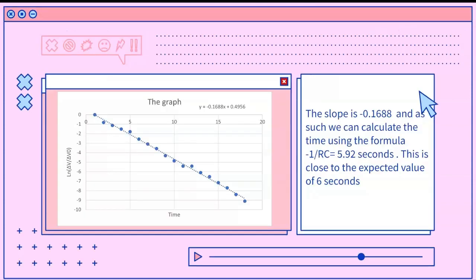So after that, we have essentially our graph here, and our graph is using this formula that we have in the lab procedures, which is ln of the potential difference divided by the initial voltage, which is 9. So we have those plotted, and it's this little linear graph right here. And then we use the slope of that graph to go ahead and calculate RC, which is 5.92, very close to our expected value of 6 seconds.